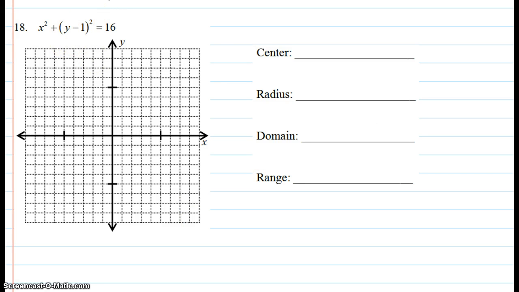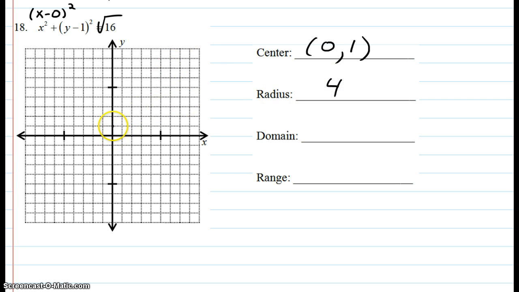So as we look at number 18, you should notice a couple of things. First, that the x is just x squared. So there's nothing, we don't have those parentheses. And so what that means is that this is really just x minus 0. So that means our center is going to be at 0, comma, and what makes this 0? It'll be a positive 1, so our center is at 0, 1. And to find our radius, we take the square root of 16, and the square root of 16 is 4.